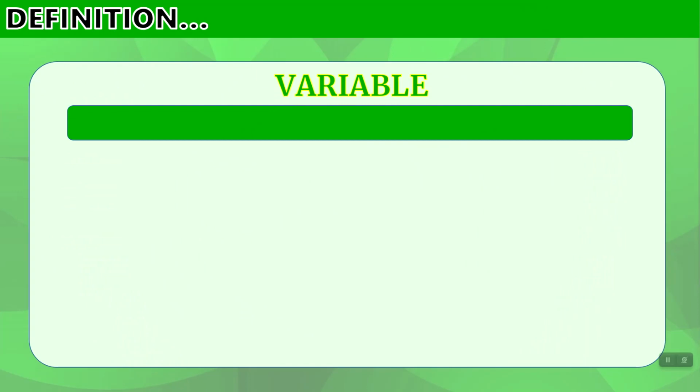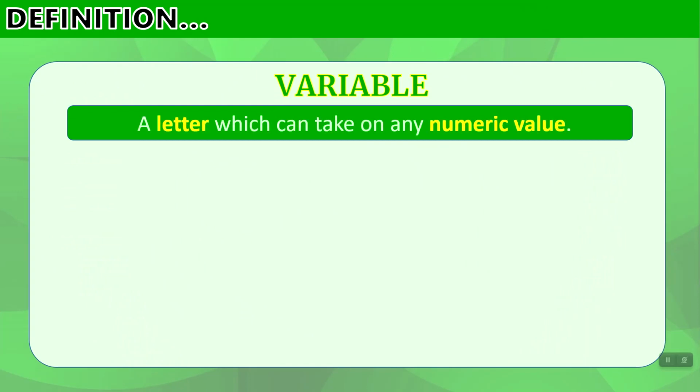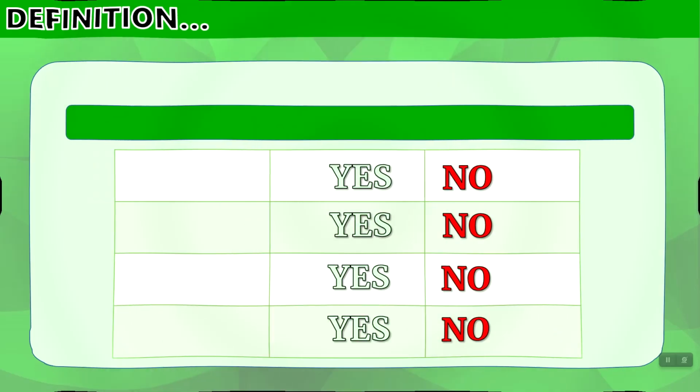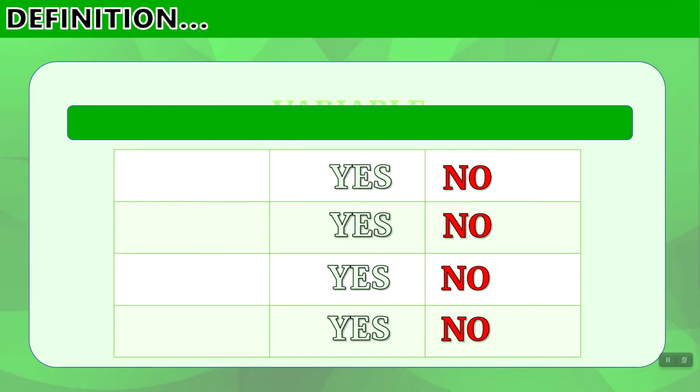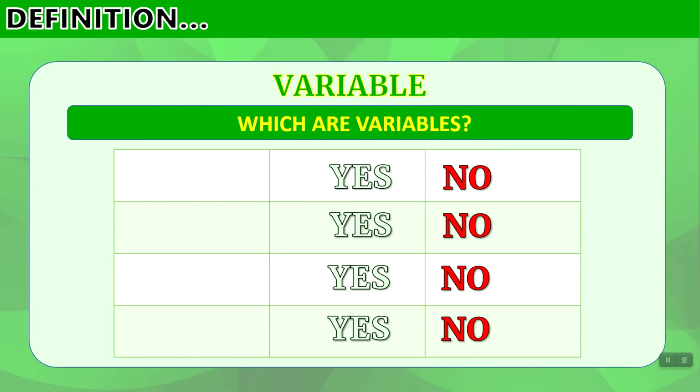Let's look at another algebraic word, variable. What is a variable? A variable is a letter which can take on any numeric value. So any letter of the alphabet we can write is a variable. Noted here, X, S, Z, D, H, they are all variables. That's very easy. And so let's look, which one of these are variables?